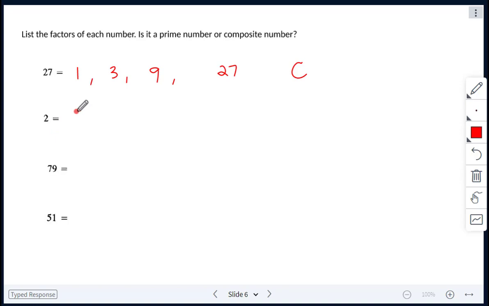2 we had already done. The only two factors for 2 are 1 and 2. So therefore, this is a prime number. For 79, there are only two factors, just 1 and 79. So therefore, it is prime. For 51, it looks like it would be prime, but we have 1 and 51, but then also 3 and 17 give us 51 as well. So that would be a composite number.